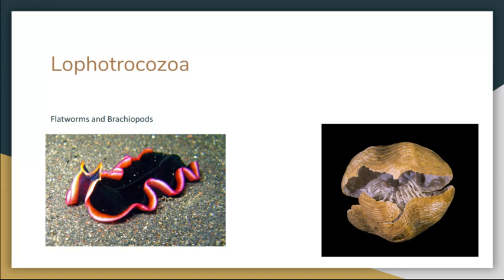Then we have Lophotrochozoa, and this is going to include the flatworms and the brachiopods. It does include mollusks, gastropods, cephalopods, bivalves, and annelids. So that means that it includes things like clams and mussels. It includes your slugs and snails. It also includes things like octopi. Cephalopod literally means head and foot, which when you think about an octopus, that's their biggest features. And they are well cephalized. And then you have bivalves and annelids. And annelids are going to be worms.